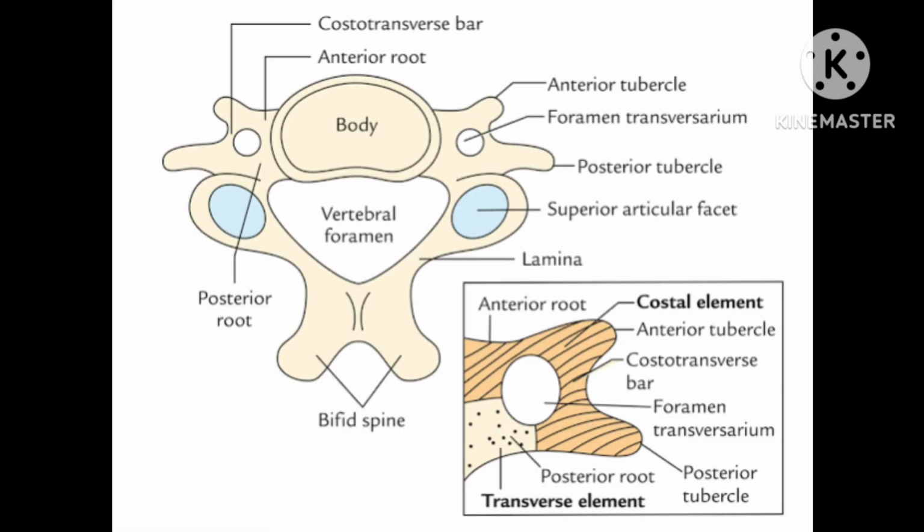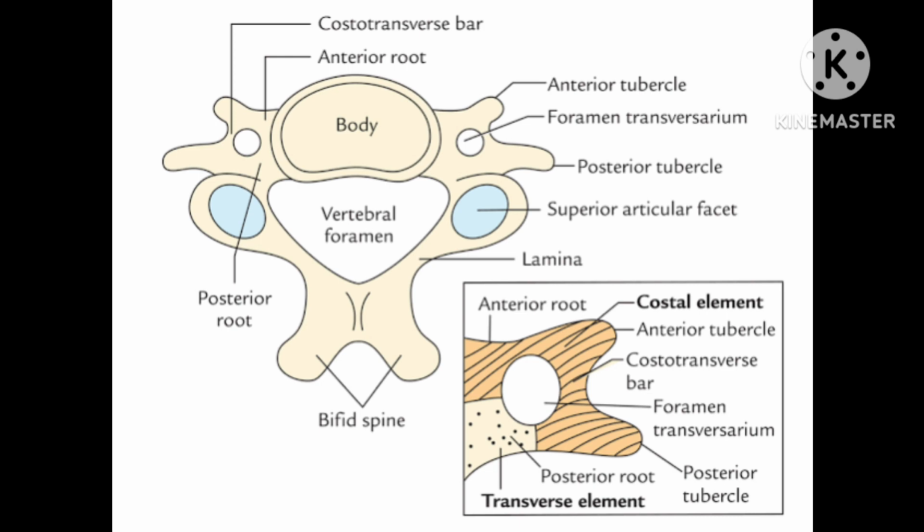Transverse process. The transverse process has the foramen transversum. This foramen is surrounded by two roots which are called the anterior root and posterior root. Here these are the anterior and posterior roots.